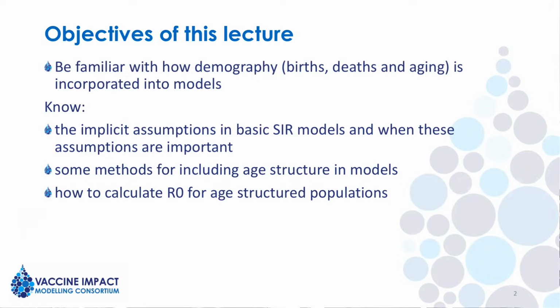So we've got some implicit assumptions. We've already started looking at what they might be. Sometimes those assumptions are fine in the question or the disease or the context that we're looking at. But sometimes they're going to affect the dynamics that we're trying to model in ways that we don't want them to. So we're going to look at some of those assumptions, include talking about age structure, and then start thinking about how we calculate R0 in an age-structured population. Okay.